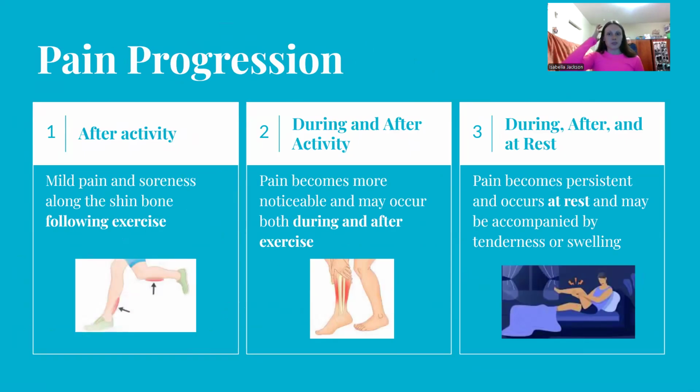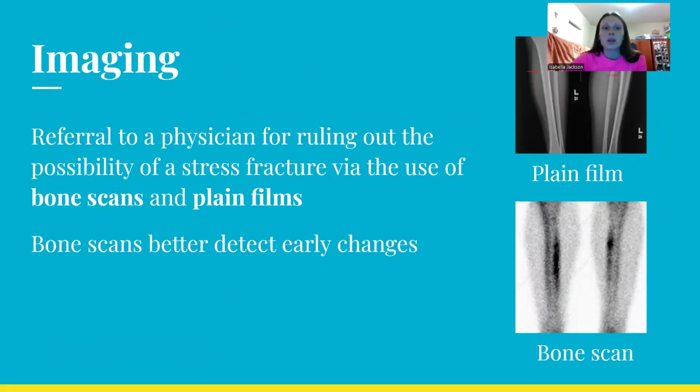So the pain progression. At first, you'll get mild pain and soreness along the shin bone following exercise. And then we know it's progressing to be worse if the athlete is experiencing this pain during and after activity, and then during, after, and at rest. So if pain becomes more noticeable during and after exercise, and then it's persistent when the athlete is at rest, there will be tenderness and swelling, and it is progressively getting worse.